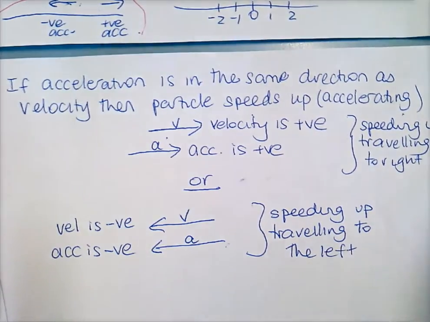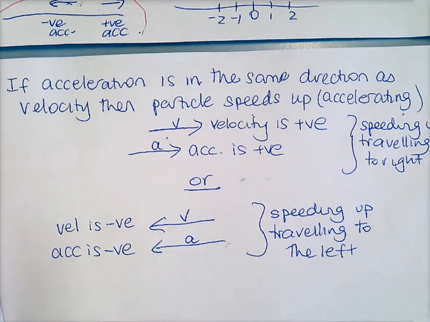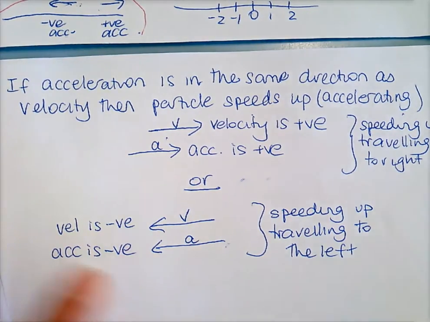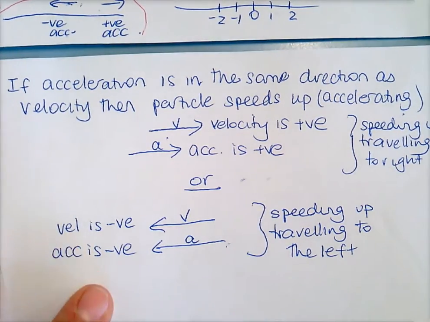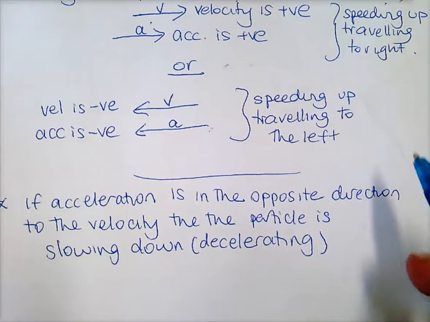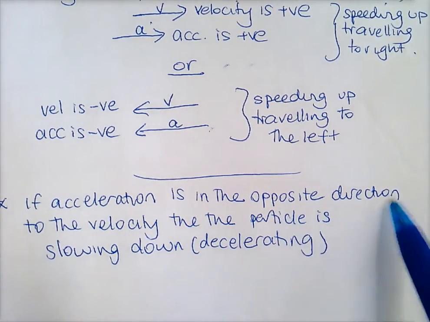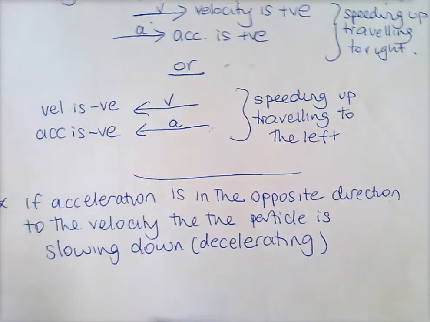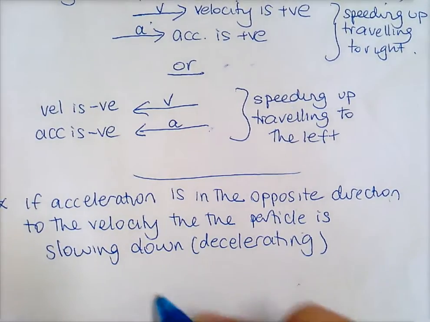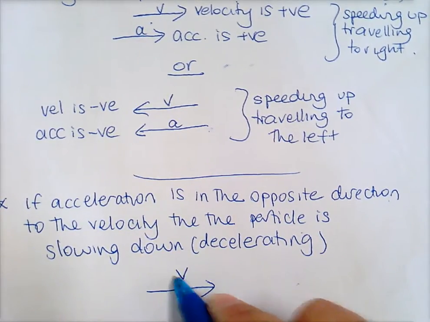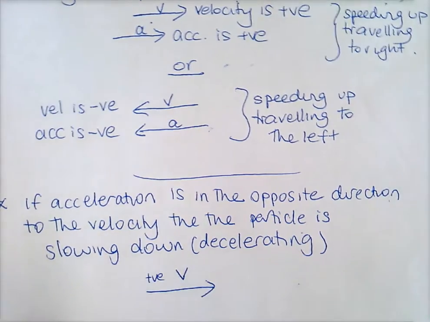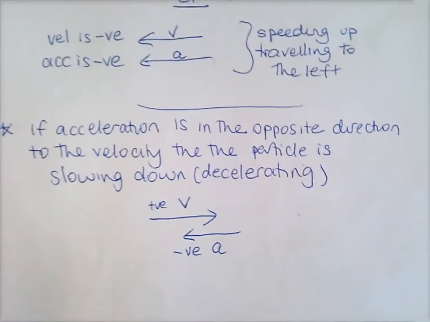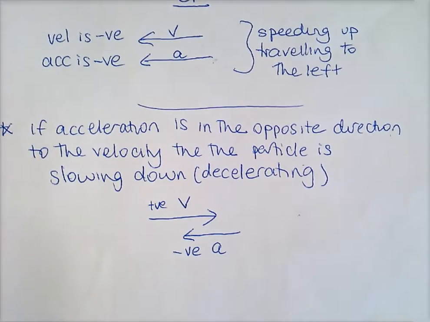So girls, negative acceleration does not mean that it's slowing down. You have to look at it in conjunction with the velocity. If acceleration is in the opposite direction to the velocity, then the particle will be slowing down, or what you call decelerating. So for example, if the velocity is positive, this way, but acceleration is this way, negative acceleration, then the acceleration is opposing. You're not giving it a push, you're stopping it.